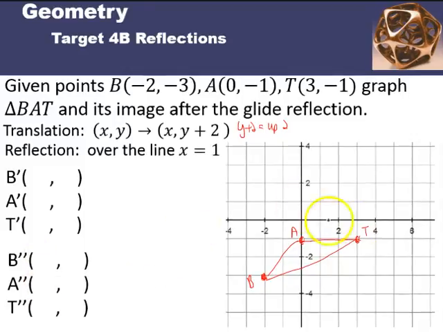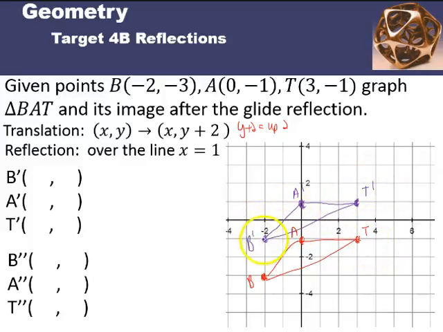Like purple. So I'm going to move everything up 2. So A goes up 2, T goes up 2, this is T prime, this is A prime, and B goes up 2, so that's B prime. And then I connect the dots.